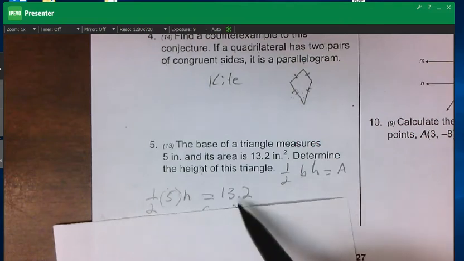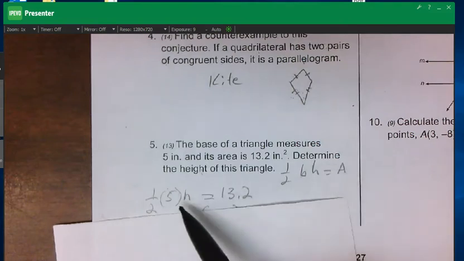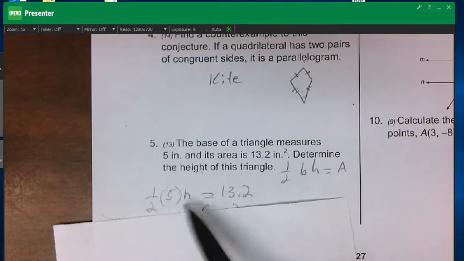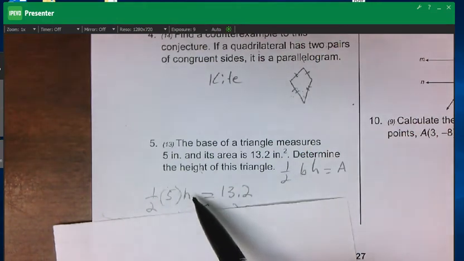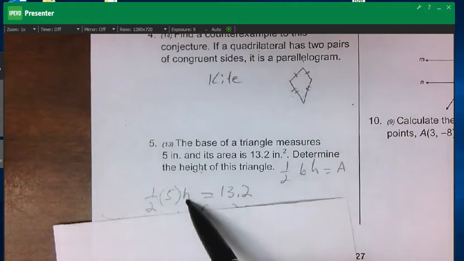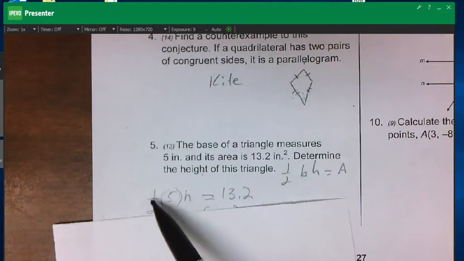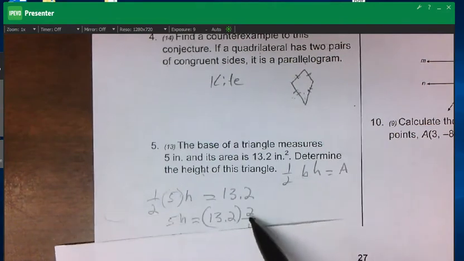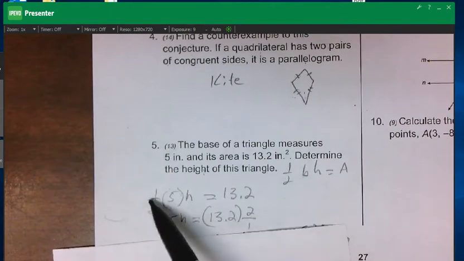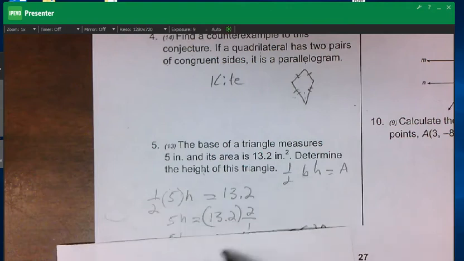Substitute 13.2 for the area and 5 for the base. Plug those in and it becomes just an algebra problem. We're going to find this variable h. So we're going to multiply both sides by the reciprocal of 1/2. That's what we're doing here. If you do it over here, it disappears, of course.